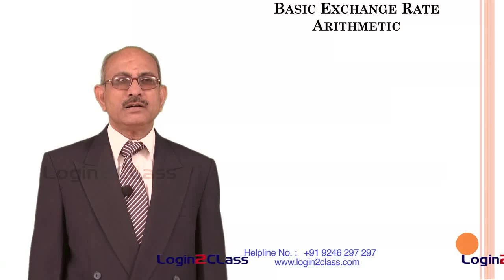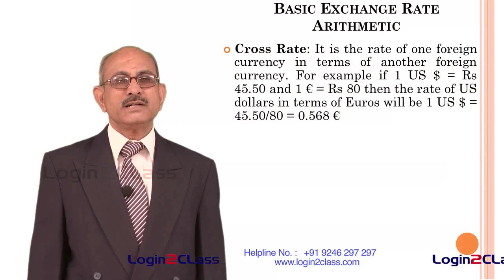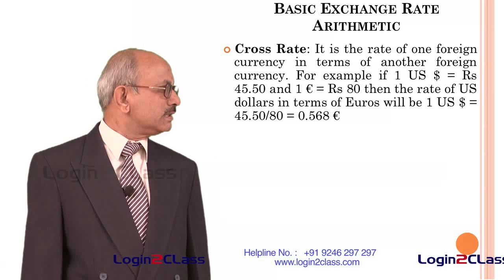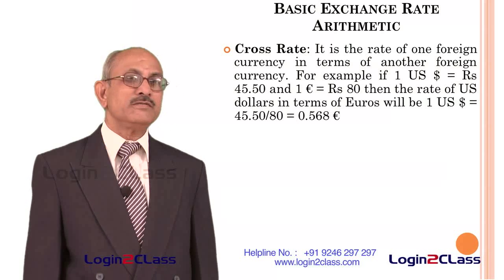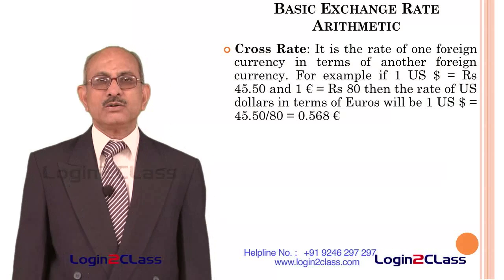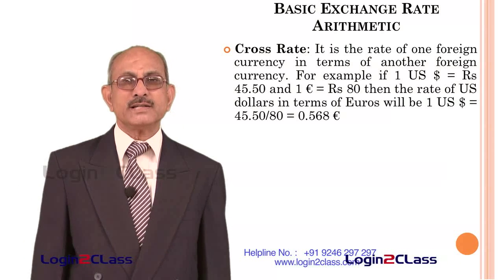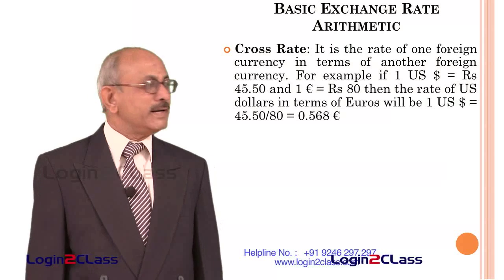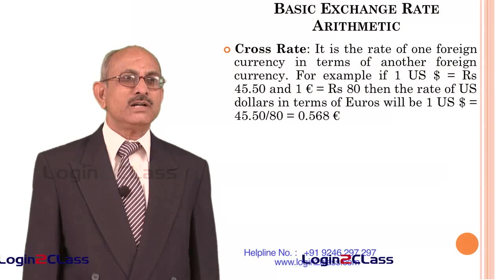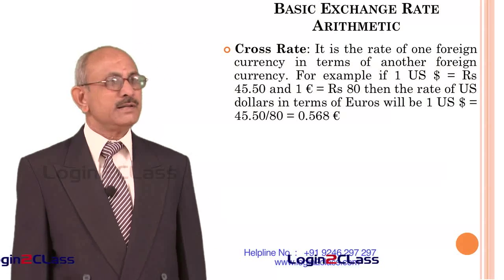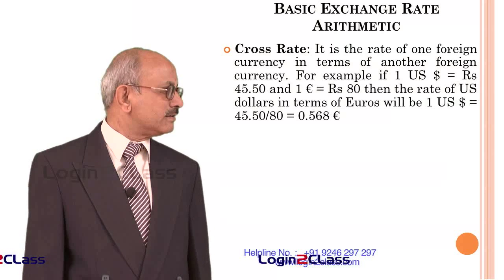So when we talk of foreign exchange arithmetic, we have to find out about different terms used in this. One is called the cross rate. Cross rate is nothing but the rate of one foreign currency in terms of another foreign currency. Normally direct quotes and indirect quotes always involve a home currency. That means the rupee is always there. But in the case of a cross rate, it is one currency against another foreign currency. That means dollar in terms of euros, or dollar in terms of Australian dollars, or Australian dollars in terms of euros, etc. That is called a cross rate.